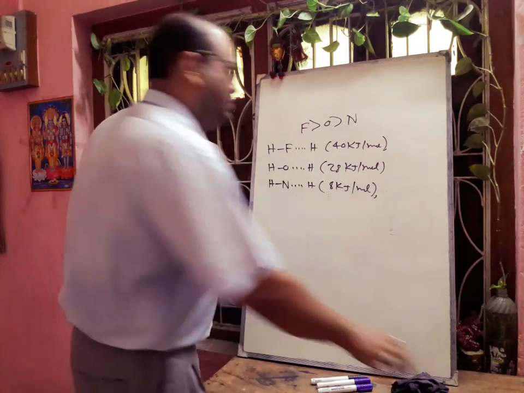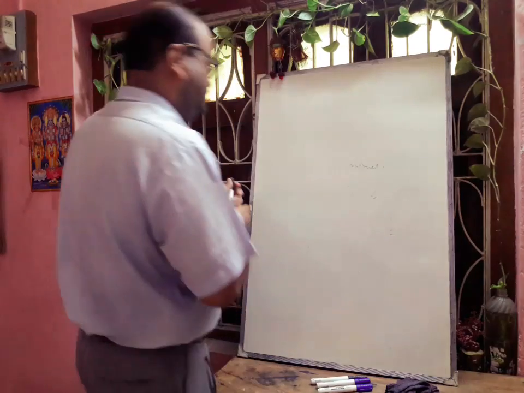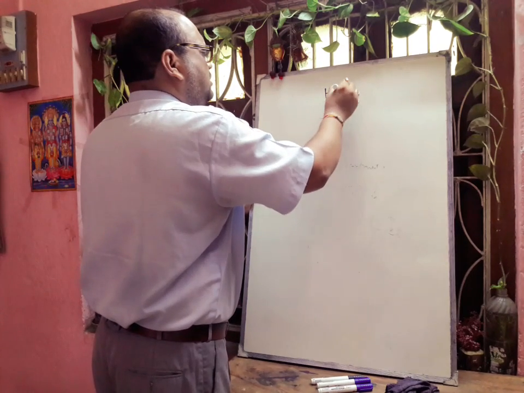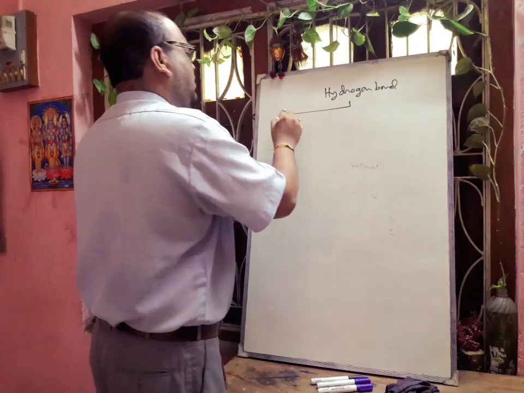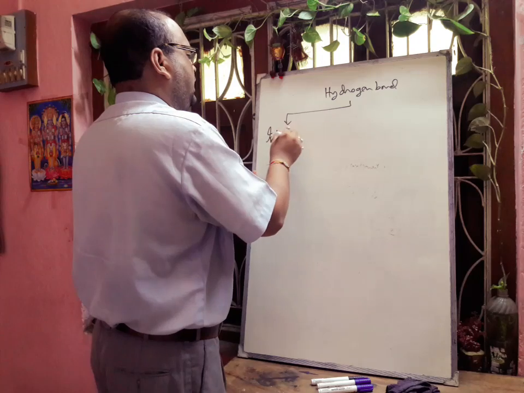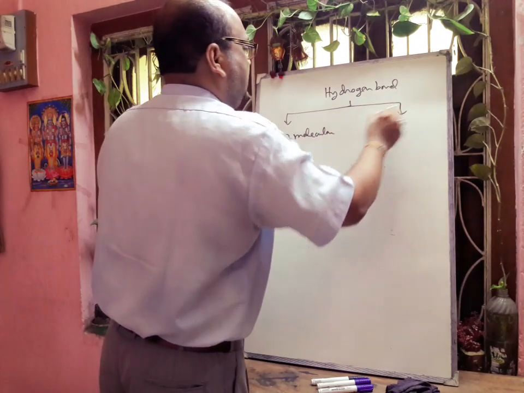Generally, two types of hydrogen bonds are there. One is intermolecular hydrogen bonding, another is called intramolecular hydrogen bonding. So hydrogen bonds are of two types: one is intermolecular and another is intramolecular.